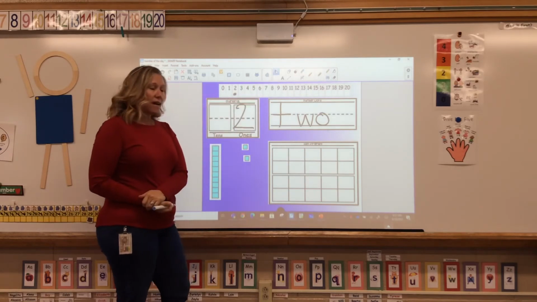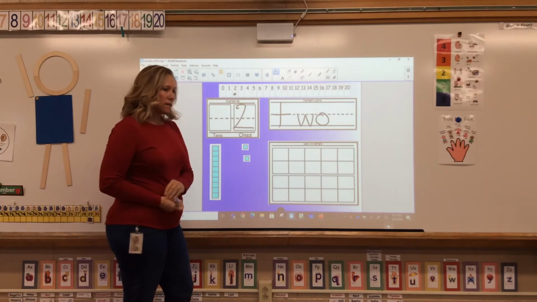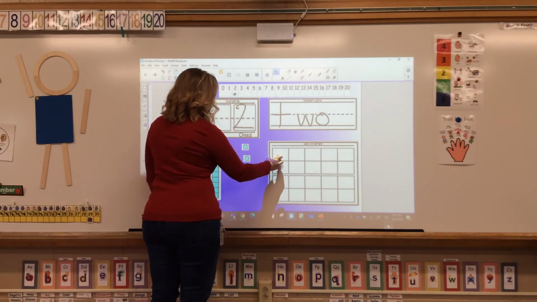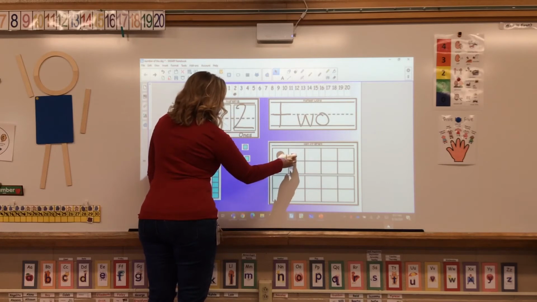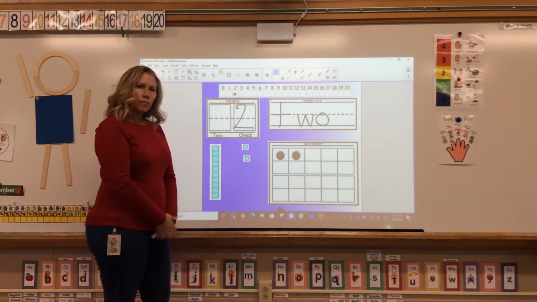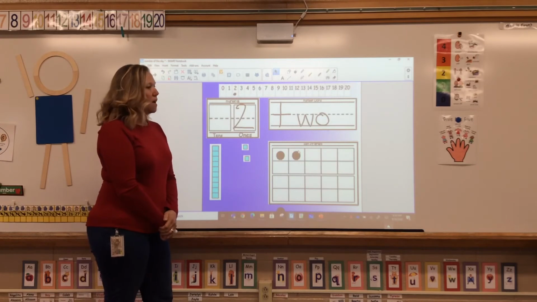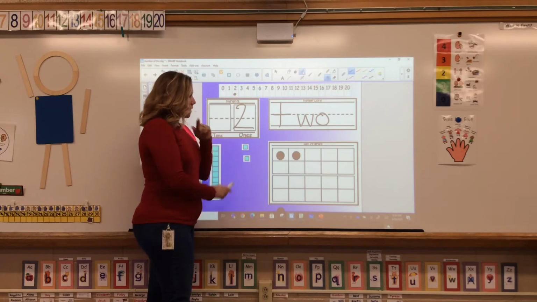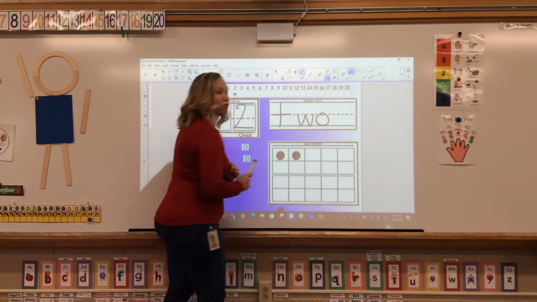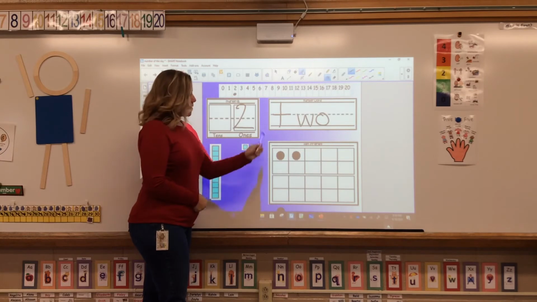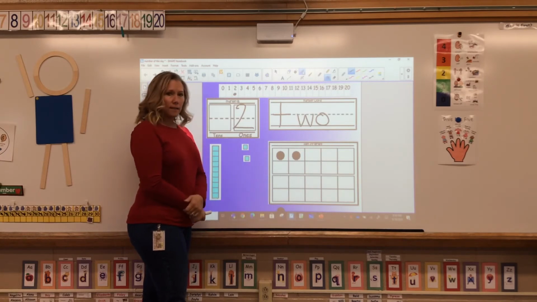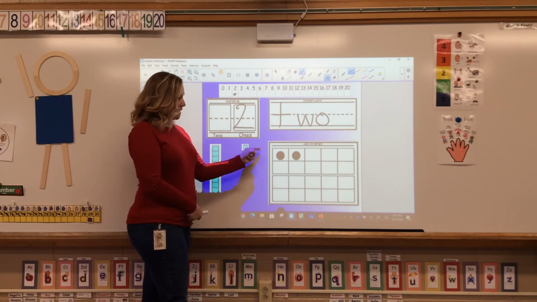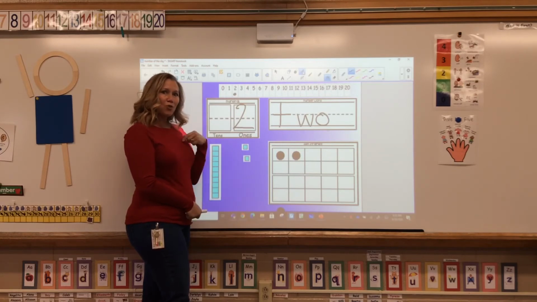Now we need to count out our dots. Here we go. Count with me. 1, 2. We have 2 dots. I'm going to ask you something a little different today. Going across, this is called a row. Coming down, those are called columns. So my question is, how many dots are in this row? Right, there are 2 dots in that row.